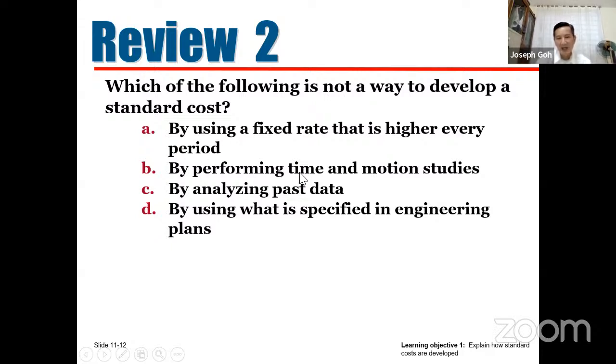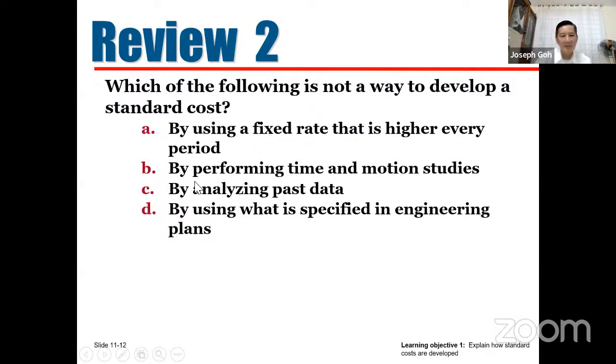By performing time and motion study. That means we carry out a study of how much time is needed and what are the actions required in order to produce a product. By analyzing historical data, that means we gather all the suppliers' purchase data from the procurement manager in order to know what is the historical or the past data. And then by using what is specified in engineering plans, that means what the engineer has laid down, all the steps to produce this machine. Every step is laid down. So what is being done, what is being put inside the production is all specified by the engineers already.